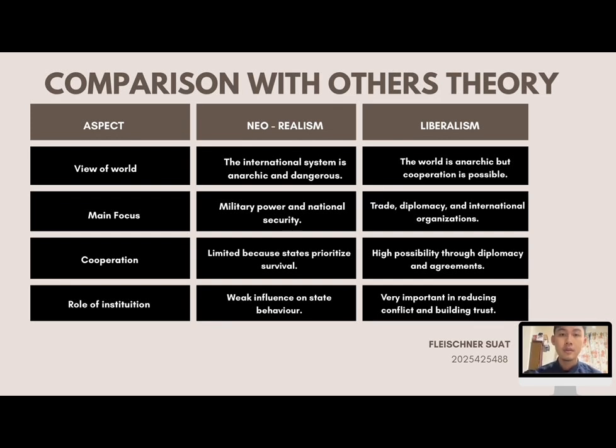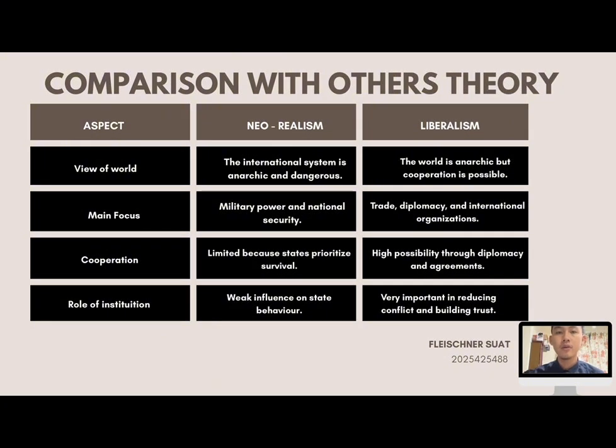However, liberalism focuses more on economic cooperation and peaceful relationships. For example, organizations like the United Nations and ASEAN help countries discuss problems peacefully and reduce conflict between states.